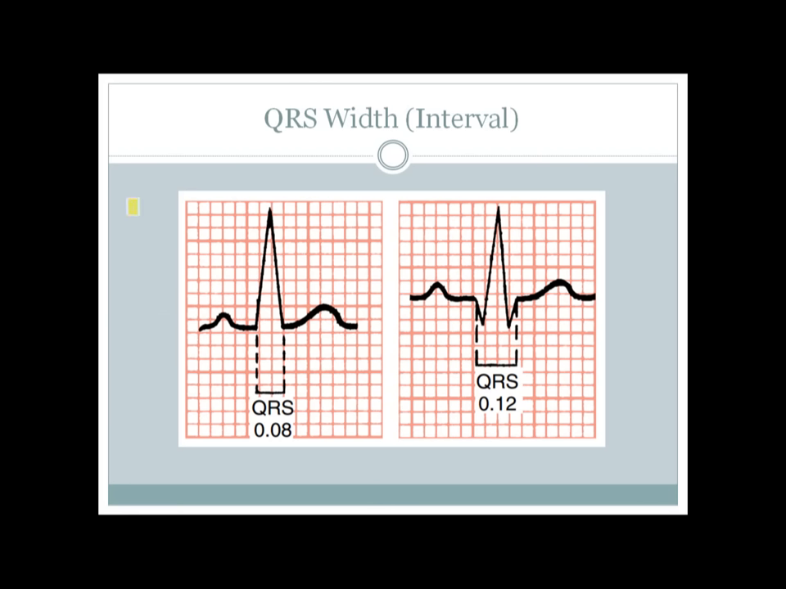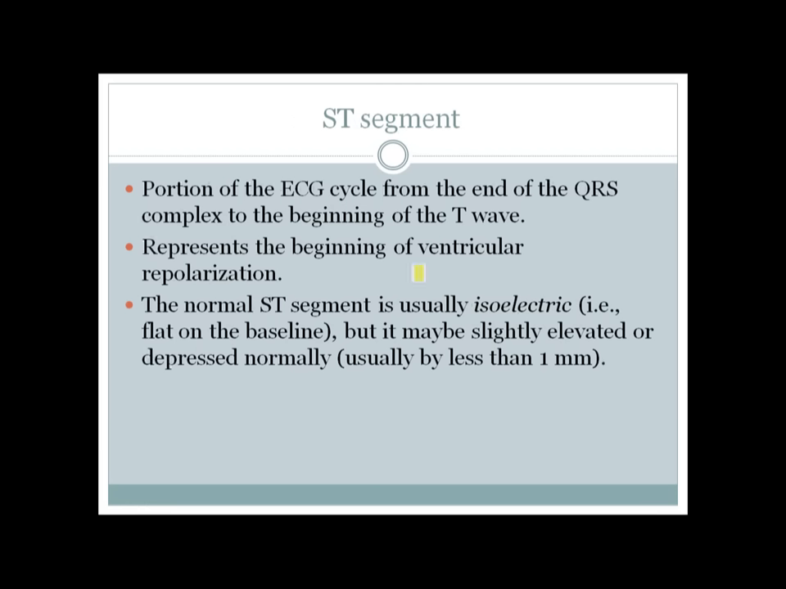So the QRS width I have already mentioned, it is about 0.1 seconds, so it takes less than 3 boxes. So here it took 2 boxes, and 2 boxes means 0.08 seconds, and here it took 3 boxes or more, which is about 0.12 seconds. So here the QRS is a bit prolonged.